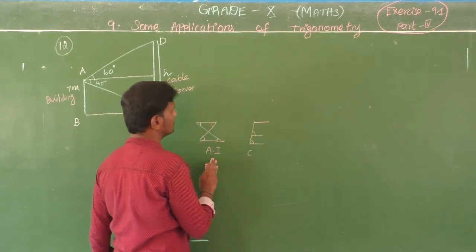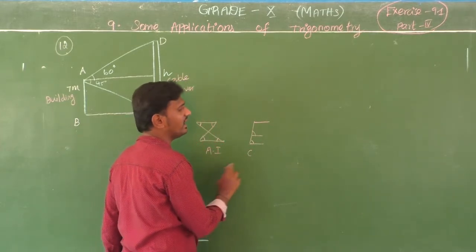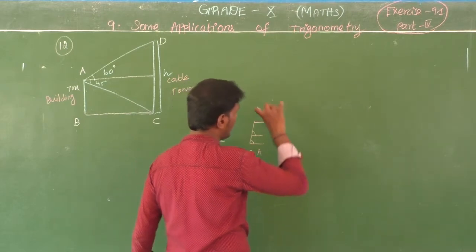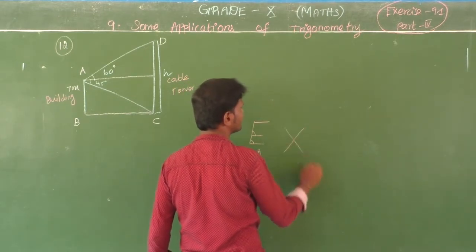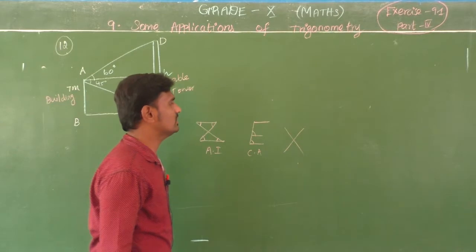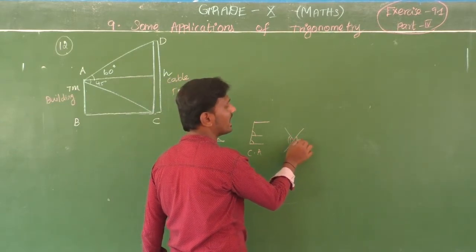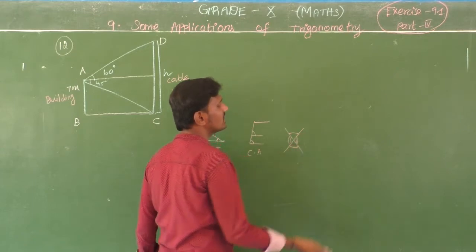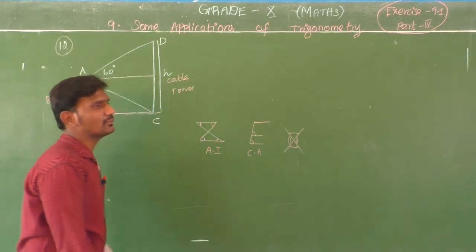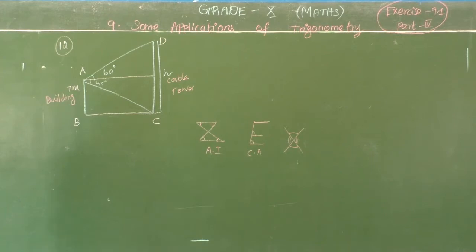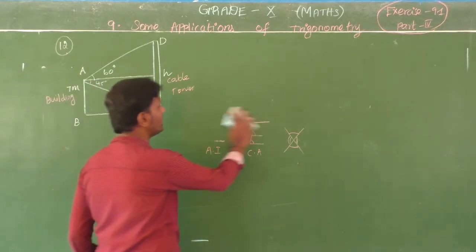Alternate interior angles, like here, and corresponding angles. And one more letter I am going to mention, that is X. X denotes vertically opposite angles. So these two angles are equal and those two angles are equal. So the three letters I am giving as examples: for alternate angles it is Z, for corresponding angles it is E, and for vertically opposite angles it is X.